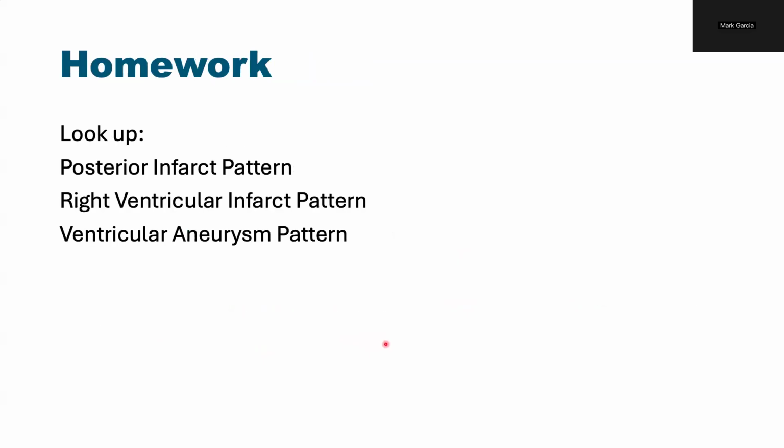Okay, so now we thought you were finished, but you actually have some homework. What I want you to look up is what pattern you would see in a posterior infarct, and what you would see in a right ventricular infarct. And what type of special ECGs would you need to get? And what would you need to look for to be suggestive of ventricular aneurysm as well?